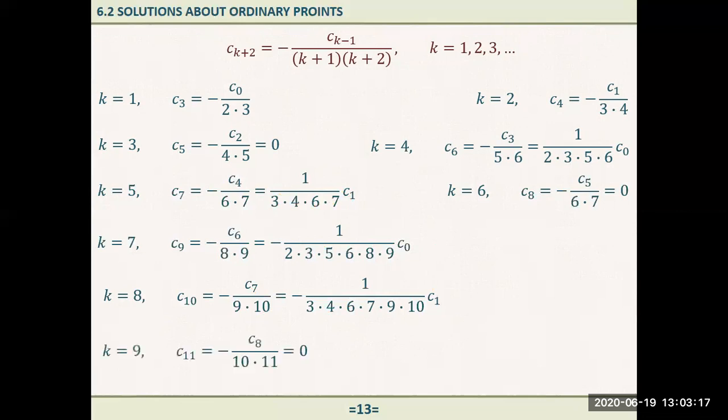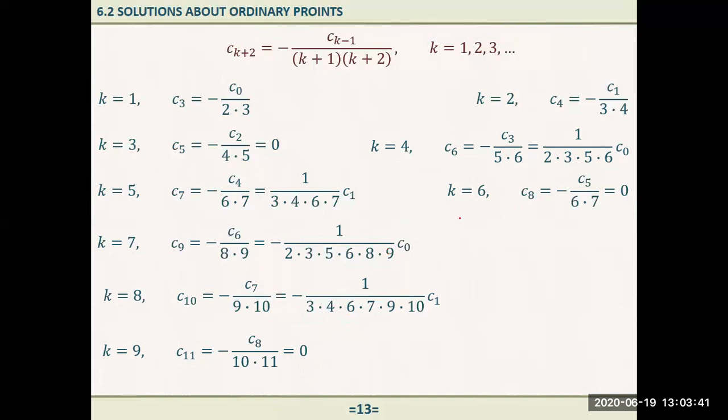Okay, and also k equals 9. In this way, we can determine the value of c sub 11. So if k equals 9, here we have 9 minus 1, c sub 8. And from here, c sub 8 is equal to 0, and that's why this is equal to 0. And it will continue. Now here we try to find a pattern.